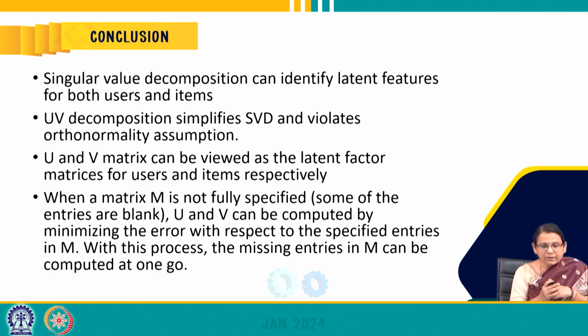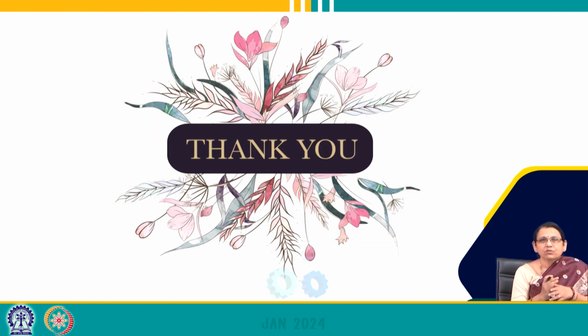Now, when matrix M is not fully specified, some of the entries are blank, UV can be computed by minimizing the error with respect to specific entries in M. With this process, missing entries in M can be computed at one go. So, this can be treated as a matrix completion problem, and we have to learn the values of U and V. With this, we wind up this lecture.